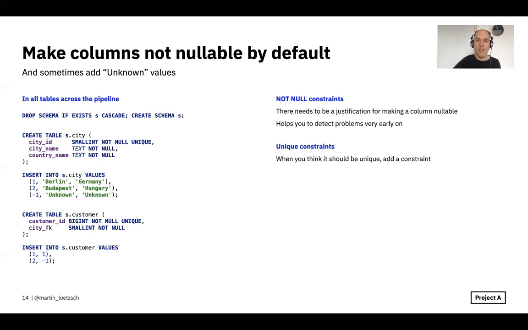Unique constraint, the same thing. When you think that something should be unique, add a constraint, also in temporary tables, and you could even do that in data tables. It will really save you runtimes and cost.